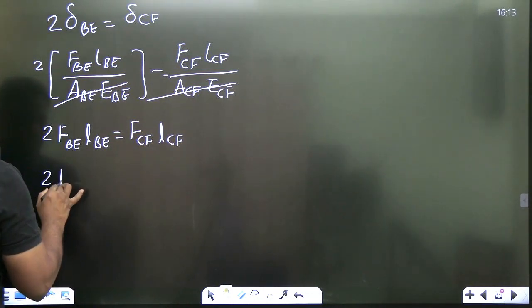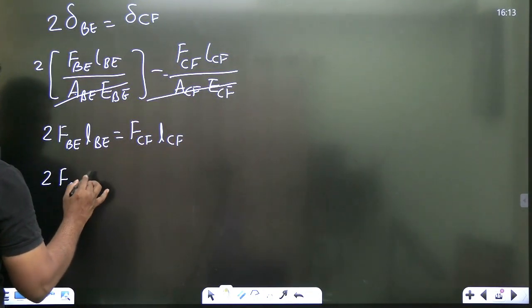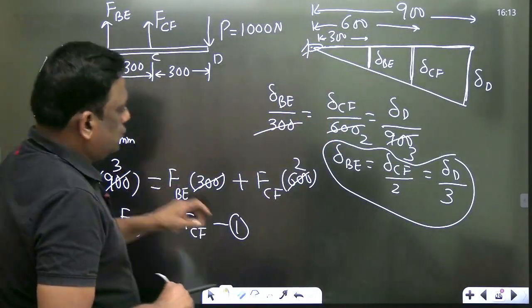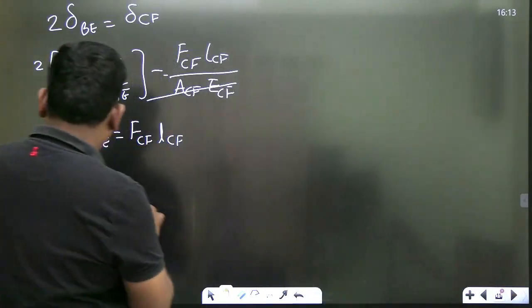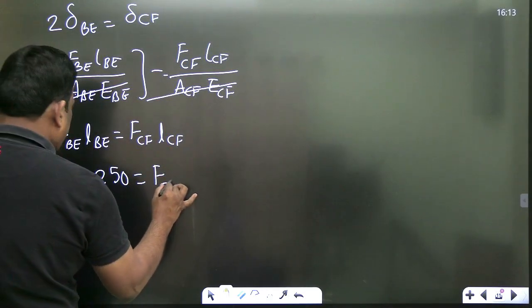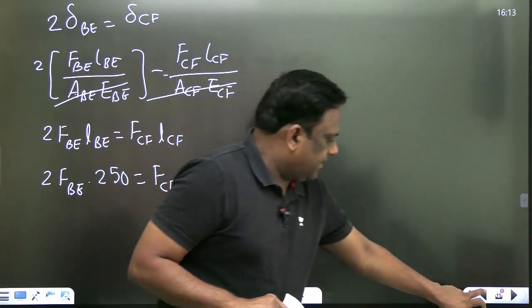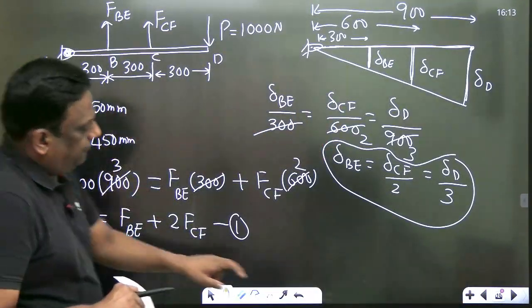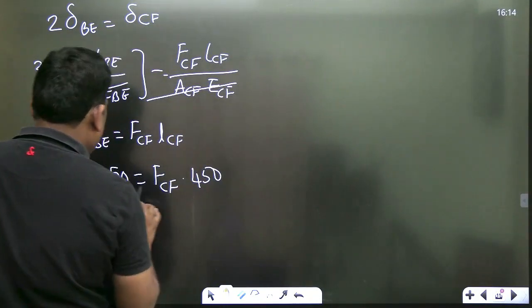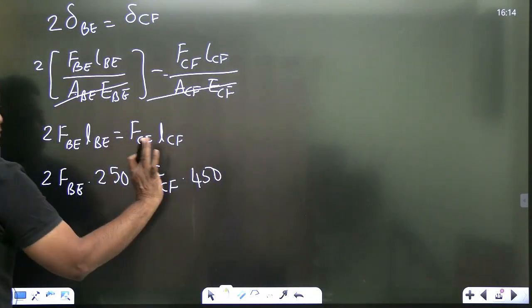So 2 times F_BE. What is the length of BE? Length of BE is 250 mm. Then F_CF into the length of CF. What is the length of CF? 450 mm. Absolutely, this is in mm, this is in mm, so no problem at all.